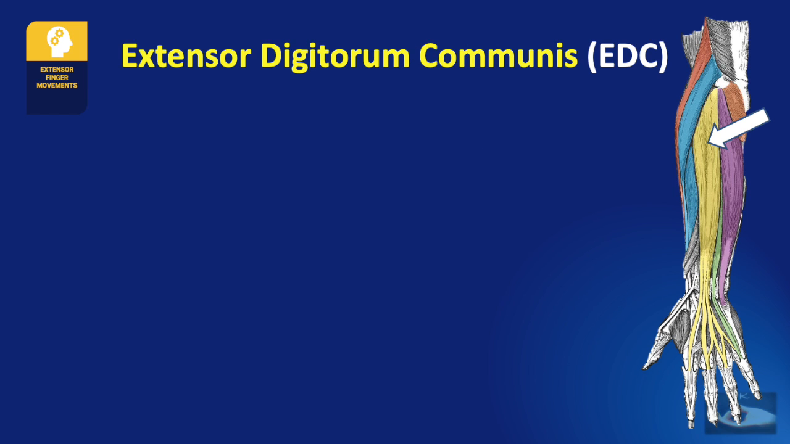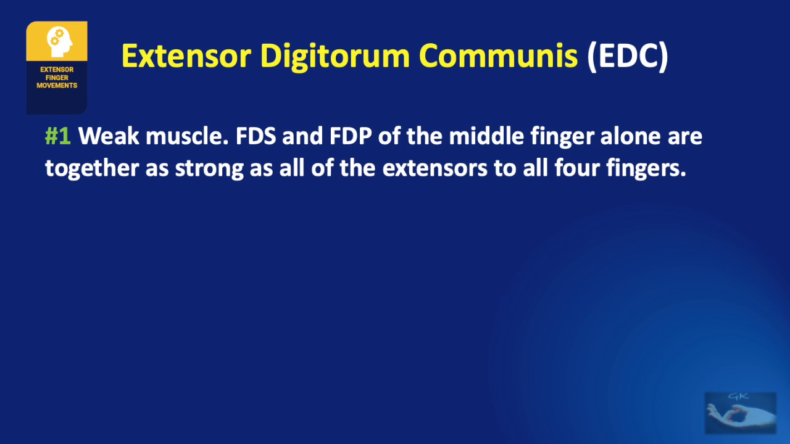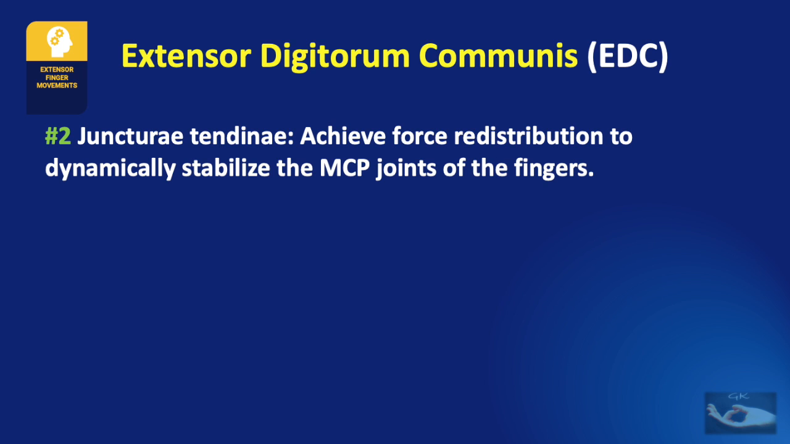Now we shall consider the extensor digitorum communis proper to the index, middle, ring and little fingers. The first point to remember is that the EDC is a weak muscle. The FDS and FDP of the middle finger alone are together as strong as all the extensors to all the four fingers. The second important biomechanical feature of the EDC is the juncturae tendinae.